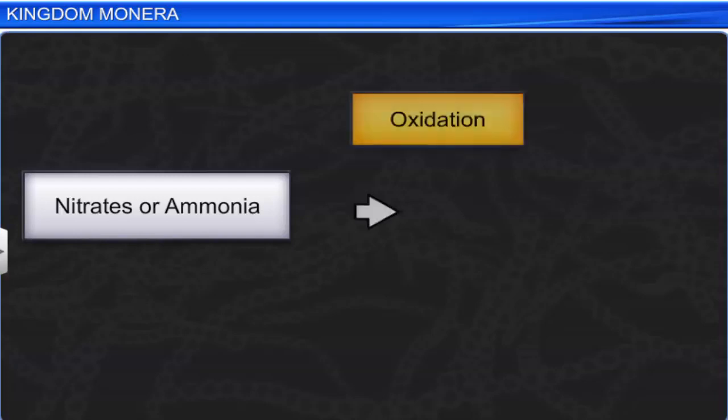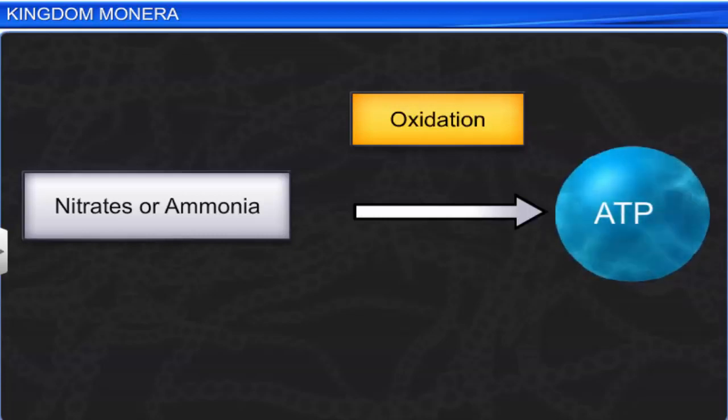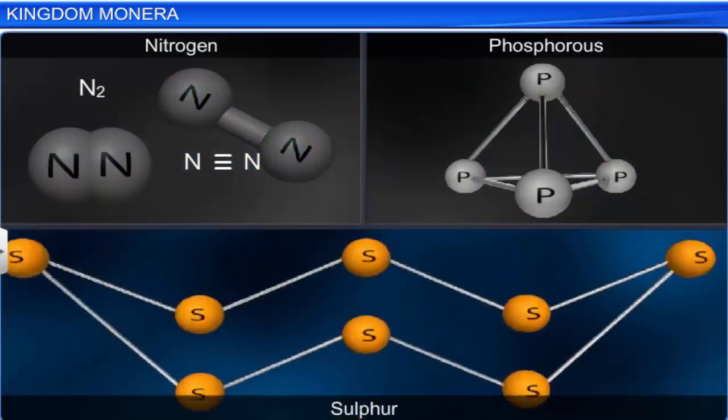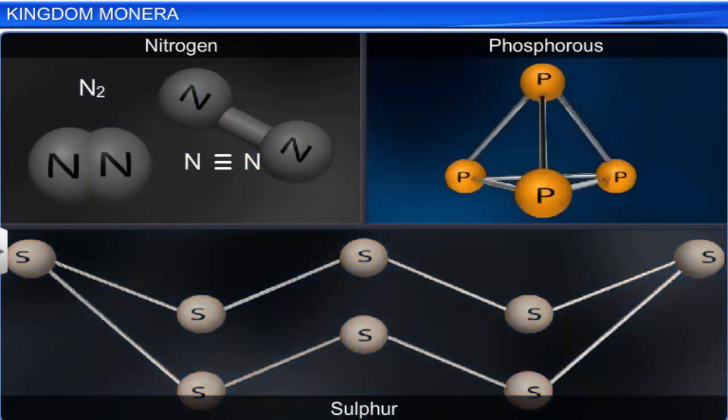Chemosynthetic autotrophs oxidize various inorganic substances such as nitrates or ammonia and use the energy released for ATP production. They help in recycling nutrients like nitrogen, sulfur, and phosphorus.